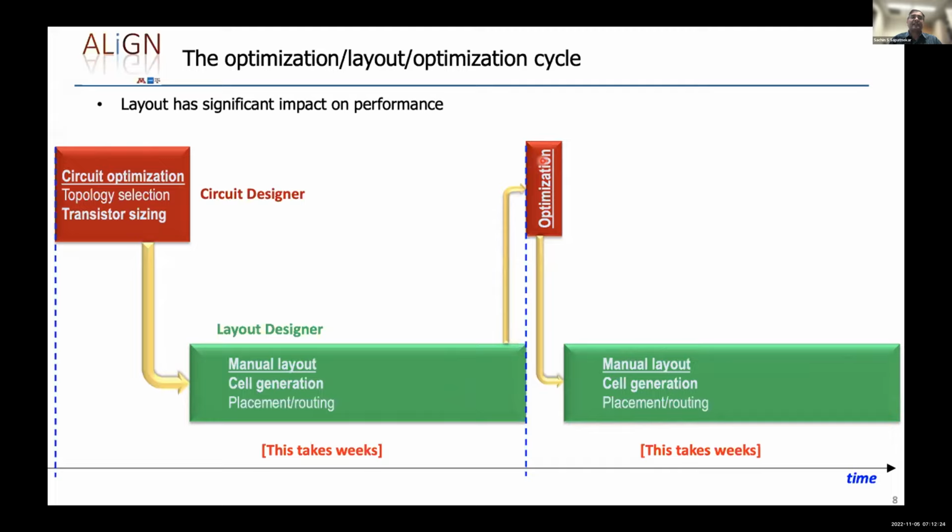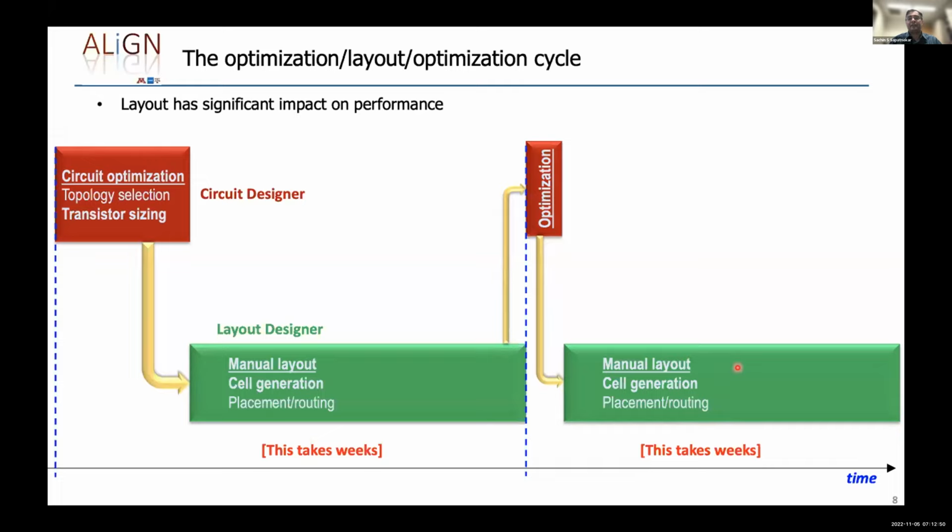Now, remember that the circuit designer made these choices over here, transistor sizing, for example, but they had no idea of what the layout was. In other words, they had no idea what the parasitics were. In the absence of this knowledge, they had to guess on the parasitics. And of course, that guess may turn out to be quite wrong. And so you come back and you have a refinement step, and then you send it back to layout generation, and so on and so forth. And this takes a pretty long time.